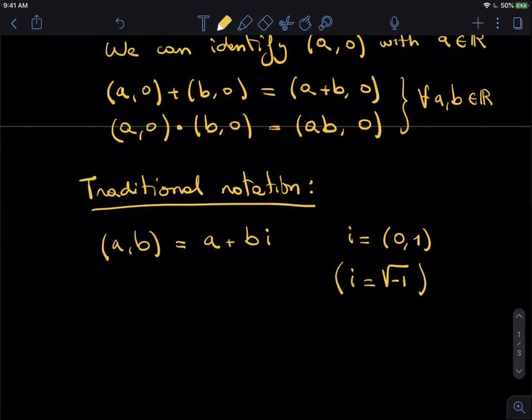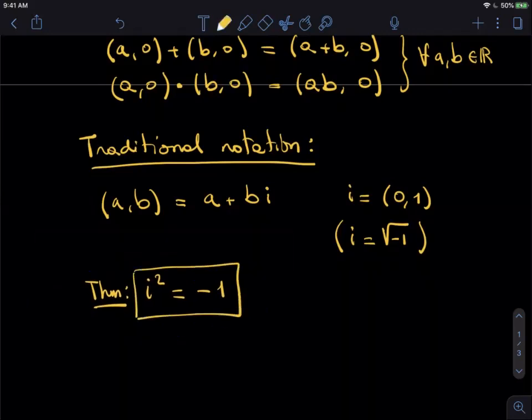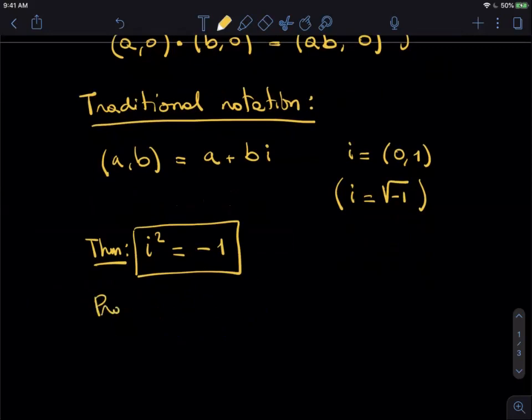But in truth, when we compute i squared, this turns out to be minus 1. But this needs a proof. So let's see if with these definitions we have, this is true. So, proof. This is a simple one, it's just a verification. So we multiply (0, 1) times (0, 1). And if we apply the formula, what we realize is that the product is (minus 1, 0).